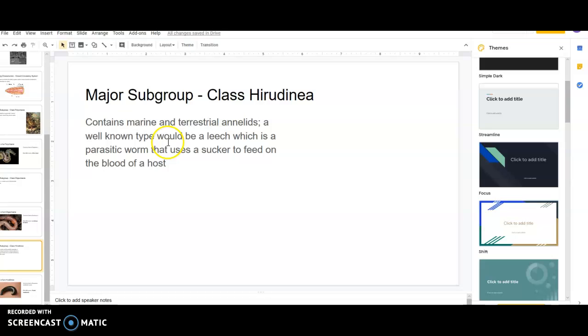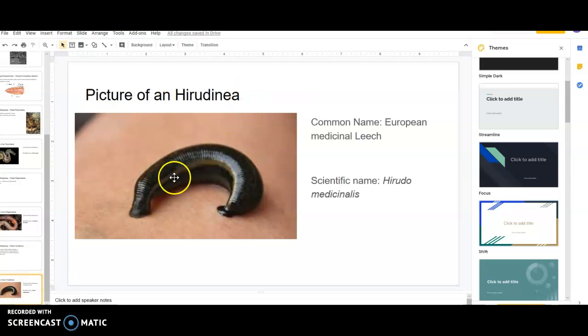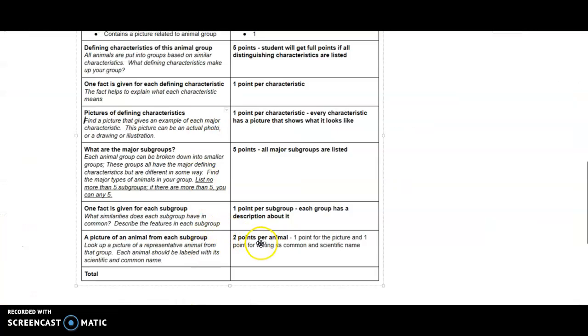And they include leeches, which are parasitic worms. You could see it here. It's using its sucker to eat the blood of the host. So I found this European medicinal leech, and I found its scientific name. Yes, this is used. Leeches can help to clear off blood from a wound and actually help you heal. And they've been used for many years this way. So that's my example. Again, yours is going to be, I think, easier than mine.